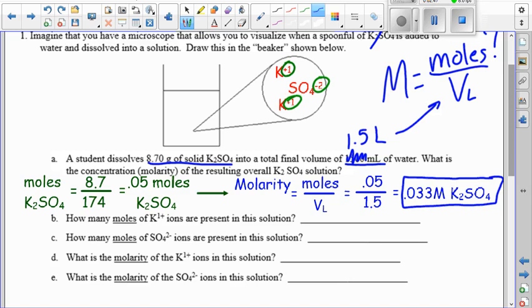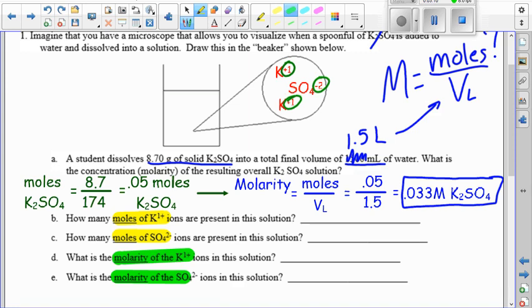Now, for these next questions, please pay careful attention to what you're being asked. In these first two, you're being asked for the moles of an ion, the moles, which is a finite number, versus the last two are asking about the molarity. We're talking about a concentration here. What is the ratio of moles and volume?